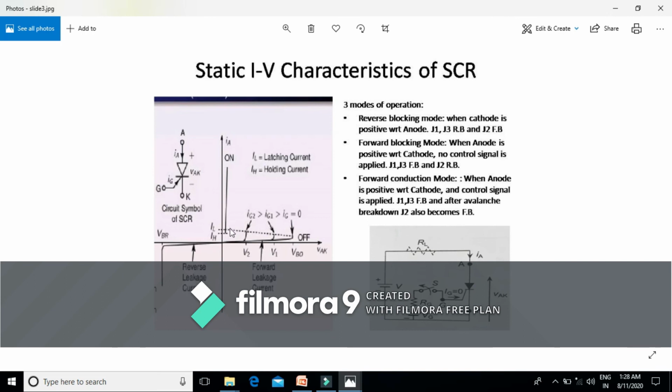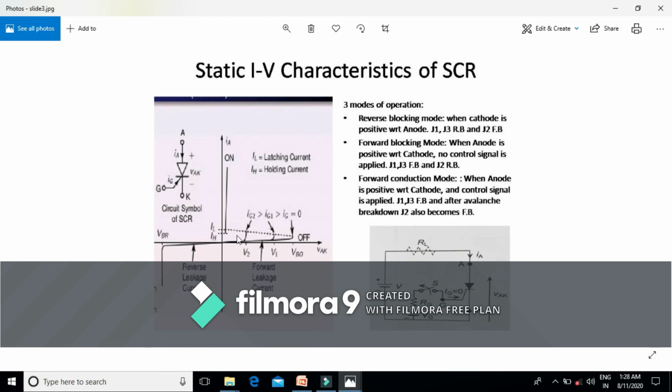This latching current is linked with the on of the SCR. This is linked with the off of the SCR. That means this holding current is the minimum value of anode current below which the anode current must fall for turning off the SCR. This latching current is higher than the holding current.